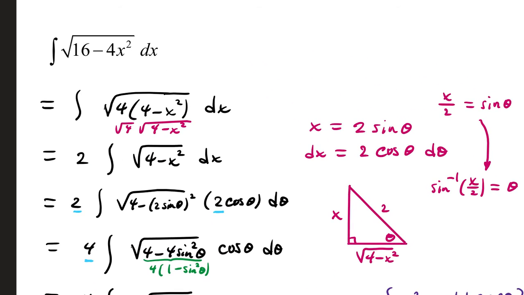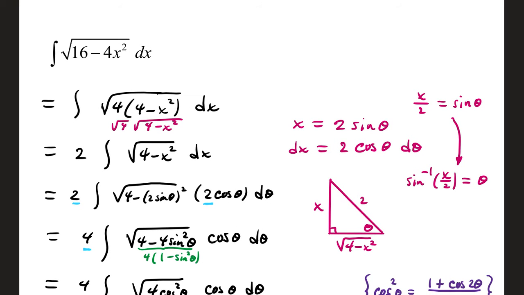In our next example, we have the square root of 16 minus 4x squared dx. Our original problem, we can factor a 4 out from the radicand, and that leaves 4 times 4 minus x squared. If you square root each term separately, you get 2 and the square root of 4 minus x squared. Because of the subtraction and the constant coming first, our substitution for trig sub will be x = 2 sine theta.